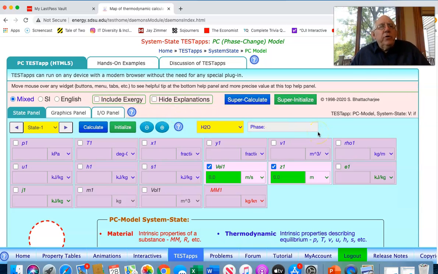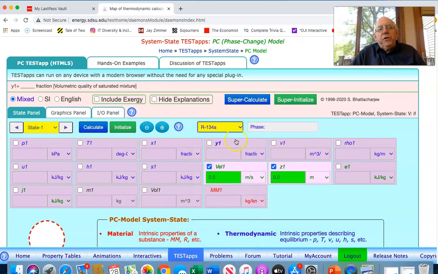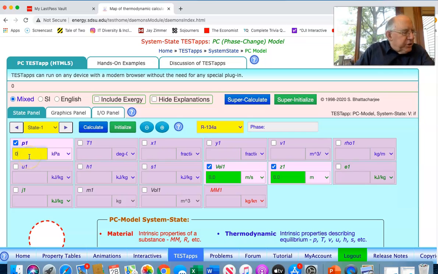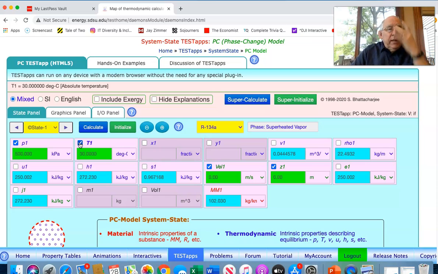And so what we're going to do in this particular case is just look at two states. The first state is the state as given, which is 500 kPa and 30 Celsius for R134A. So we have to select the new fluid. And again, our pressure as given is 500 kPa and our temperature is 30 degrees Celsius. It then calculates the density and the specific volume and the entropy and all the other values that we would need.